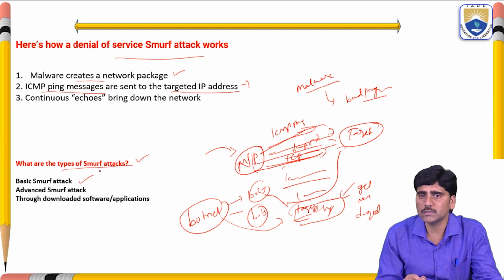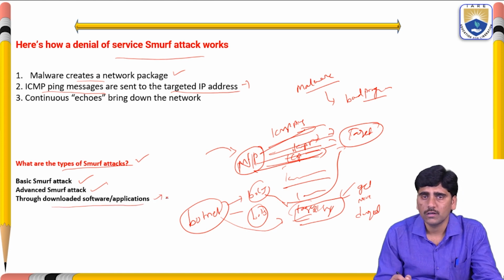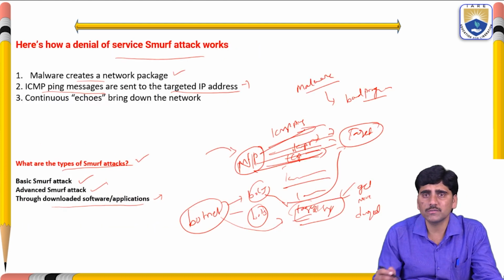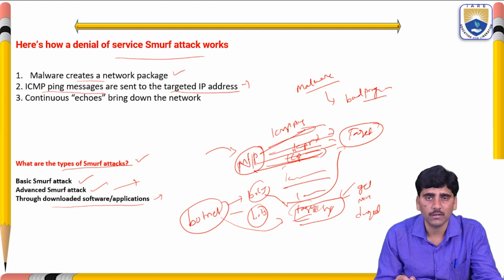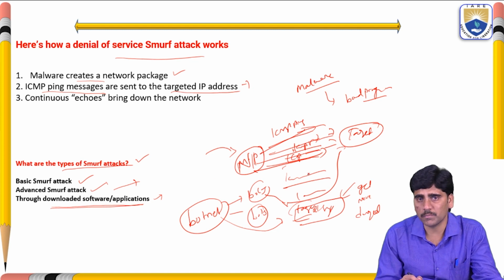So one is basic Smurf attack, the second one is advanced Smurf attacks, and the third one is through downloaded software or applications. Basic Smurf attacks are nothing but the Smurf attacks that are really like normal device attacks. And advanced Smurf attacks cause more damage by creating different malware on the target system, and through downloaded software or applications.